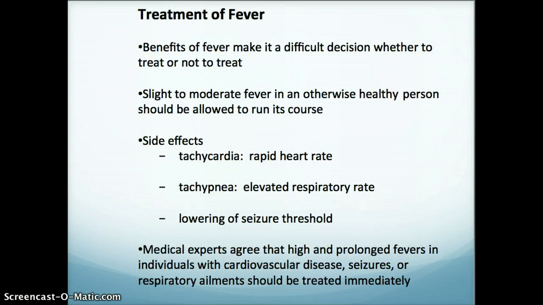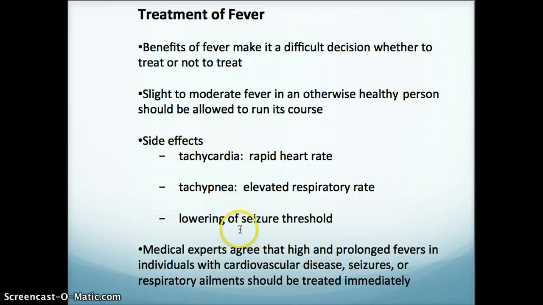And then lastly, you might wonder, do we want to treat fever if it can have that great benefit of slowing down the growth of bacteria? It makes it difficult to decide, and generally speaking, we don't treat a slight to moderate fever in a healthy person and let it run its course. This should help with an infection. However, there are side effects with fevers. There can be rapid heart rate, elevated respiratory rate, and also if you're prone to seizures, it can lower that seizure threshold.